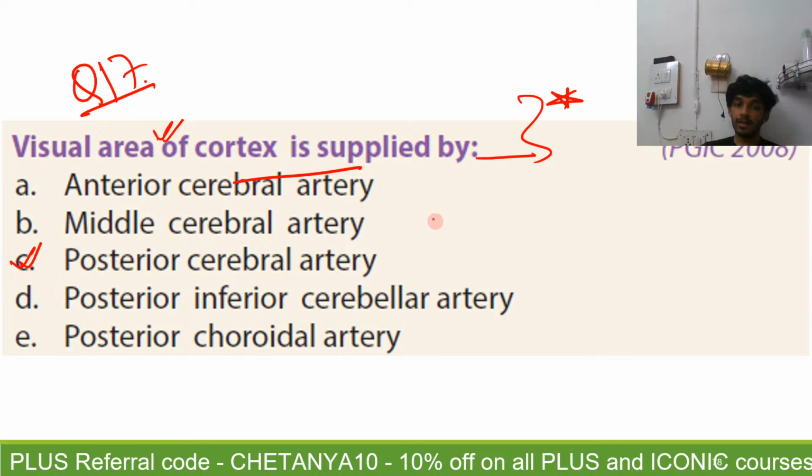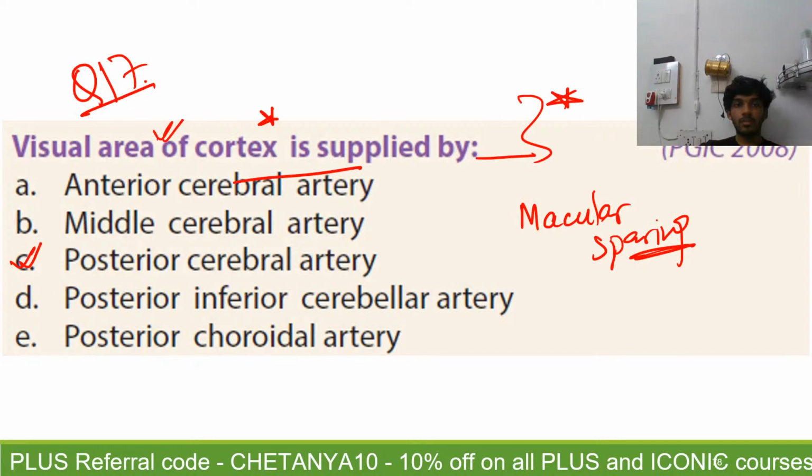Posterior cerebral artery is the correct answer. Visual area of the cortex is going to be supplied by that. Also remember, you already know about macular sparing. Macular sparing, you also have a branch from the region of the visual cortex that is behind the.